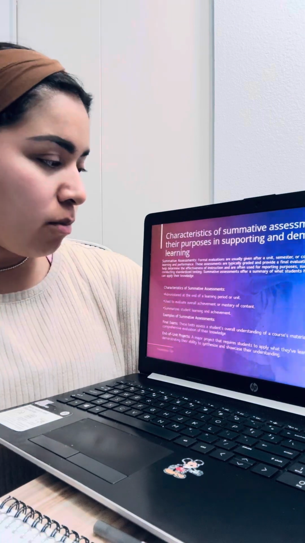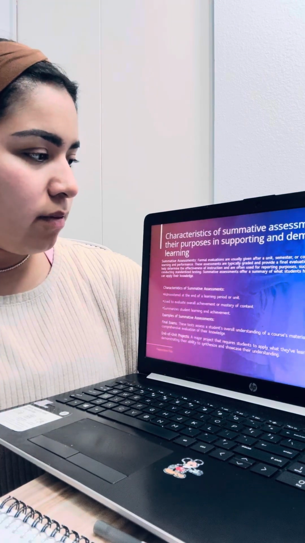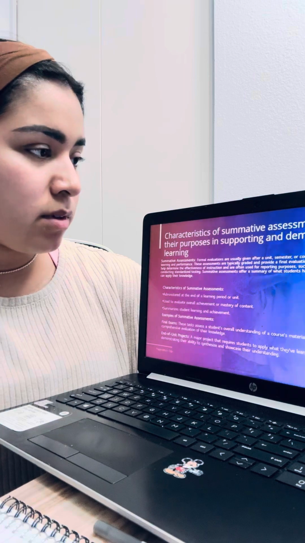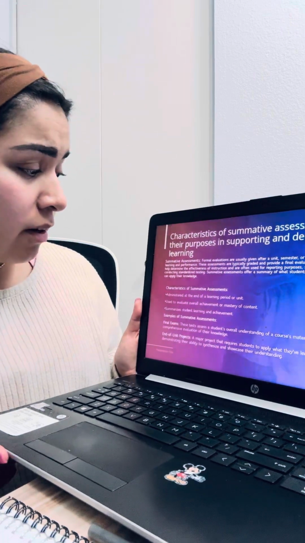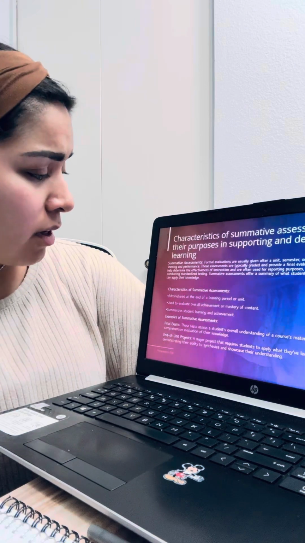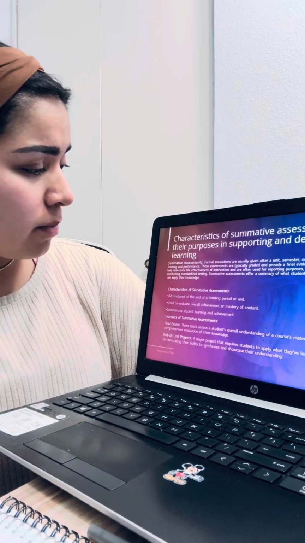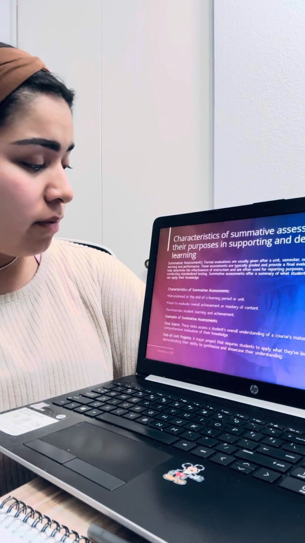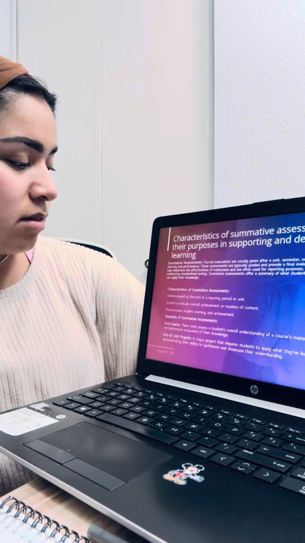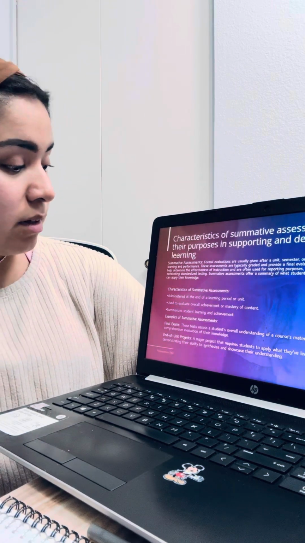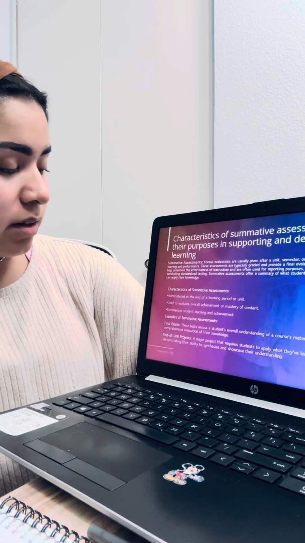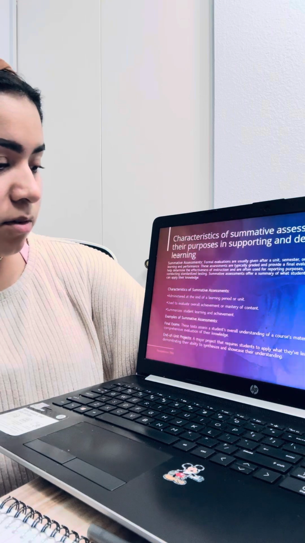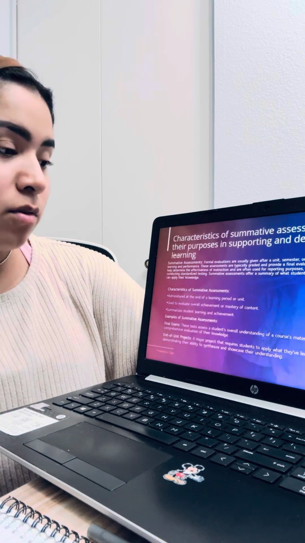Summative assessments are formal evaluations which are usually given after a unit, semester, or course to assess students' overall learning and performance. The characteristics of summative assessments are they are administered at the end of a learning period or unit. They are used to evaluate overall achievement or mastery of content, and they summarize student learning and achievement. An example of a summative assessment is final exams. These tests assess a student's overall understanding of a course's material.